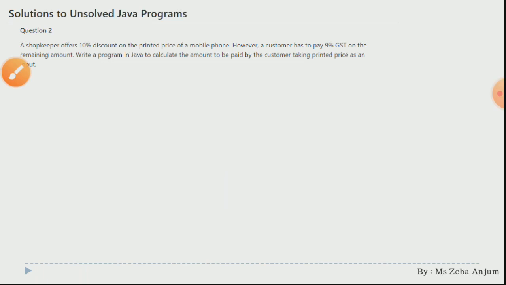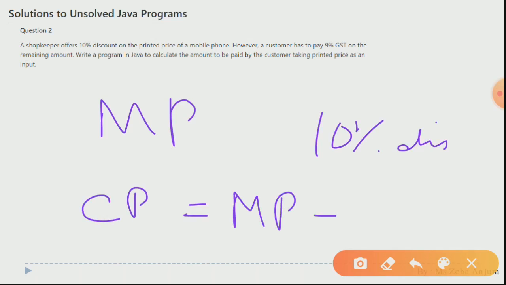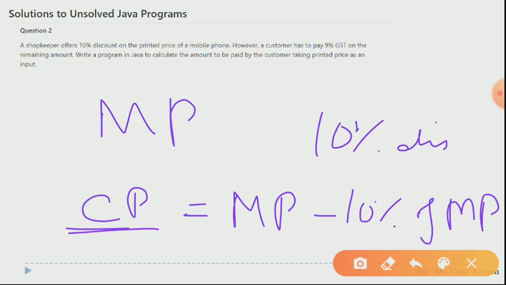Moving on to the question number 2. See, a shopkeeper offers 10% discount on the printed price of a mobile phone. Okay, you are having some kind of mark price and he has given you 10% discount. So what is a CP? Basically CP is your mark price minus 10% of your mark price. Yes? Now, however, a customer has to pay 9% GST on the remaining amount. So on your CP you will also have to add 9% GST. GST is always add-on, so you will be getting CP plus 9% of CP. Okay, this thing you have to do.